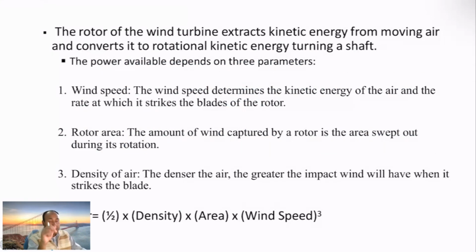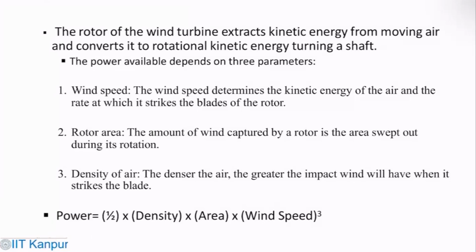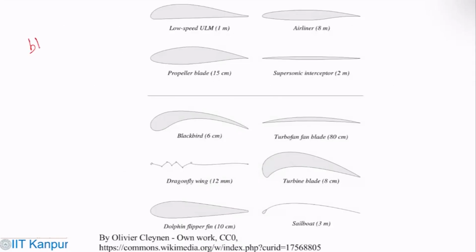So the rotor of the wind turbine extracts kinetic energy and converts it into a turning shaft. Wind speed is the main component which determines the kinetic energy of the air, which then strikes the blades of the rotor. The rotor area is the swept area, then density is there, and that's how we get the power. Okay. So the important aspect is the blade shape, in terms of cross-section.